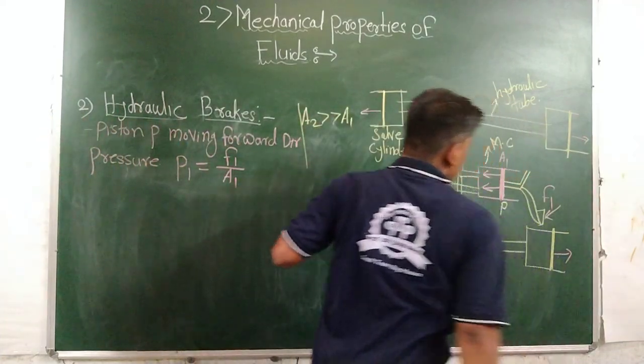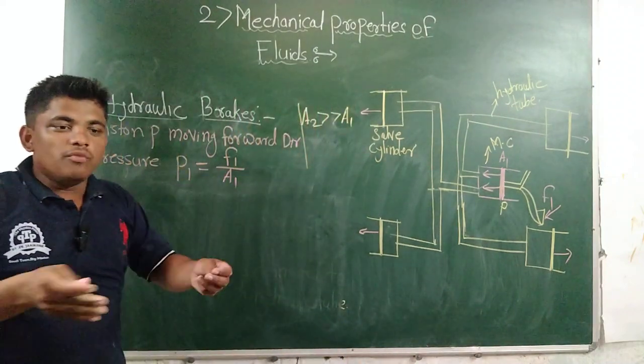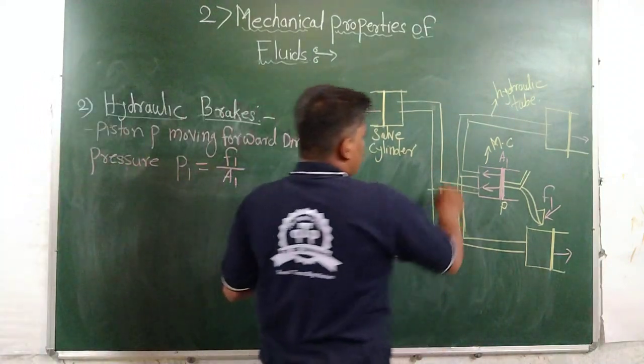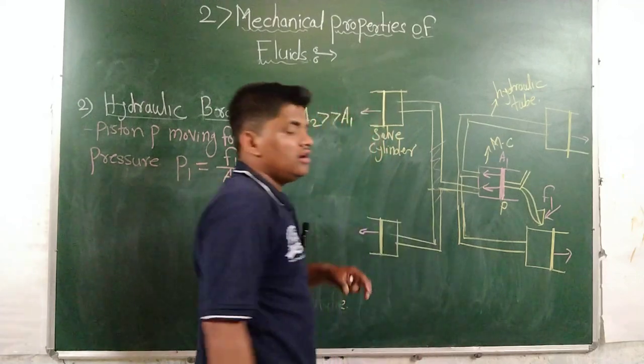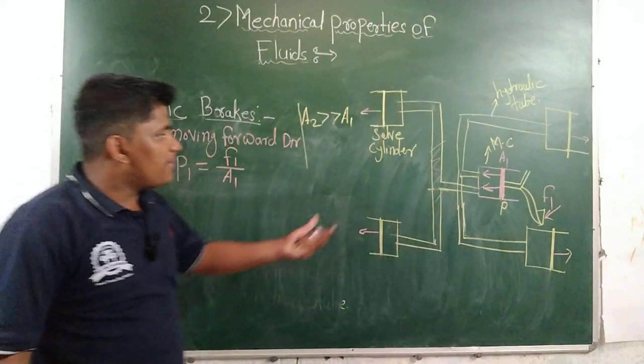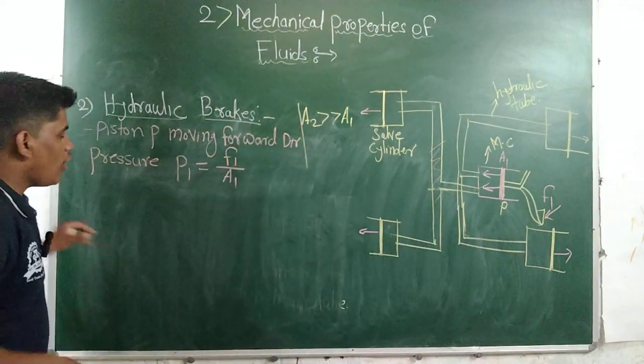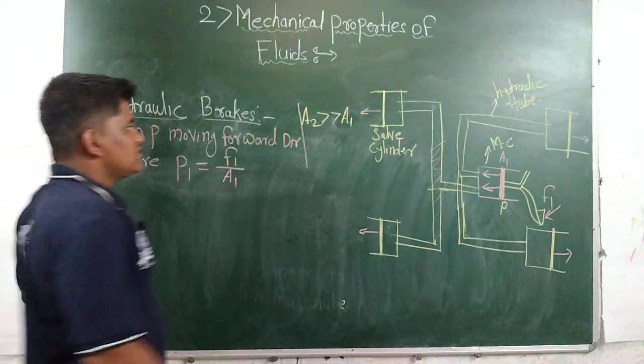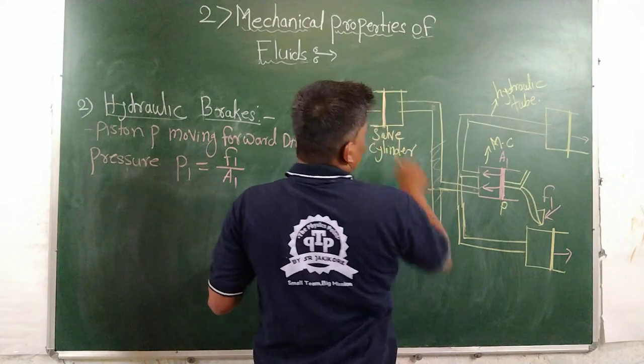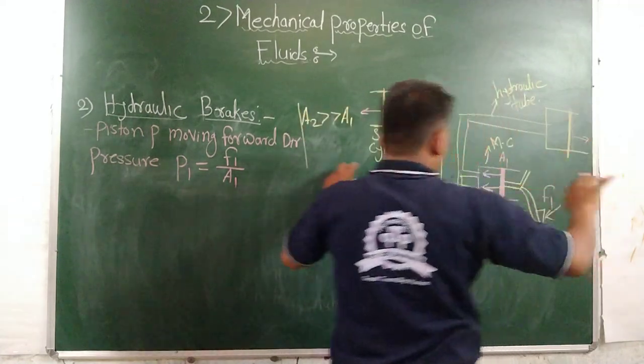Why? Because to maintain the volume of fluid which is present inside the hydraulic tube, the pistons move in the outward direction, that is also the forward direction.